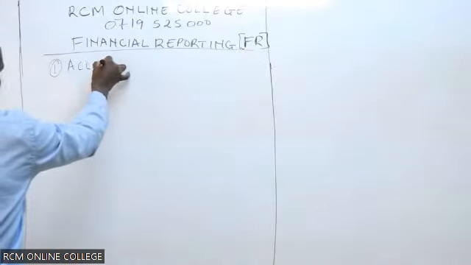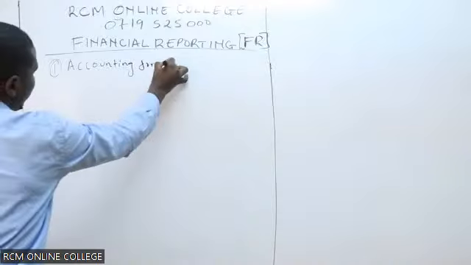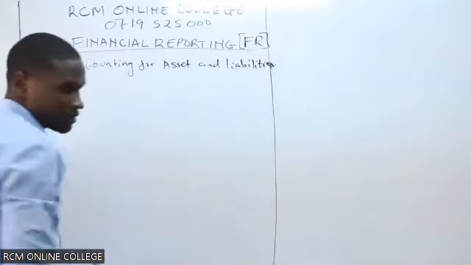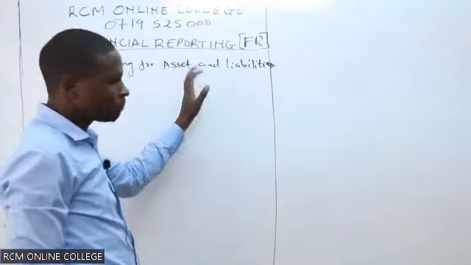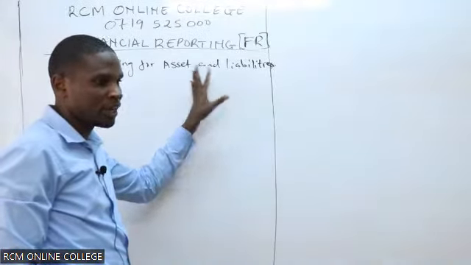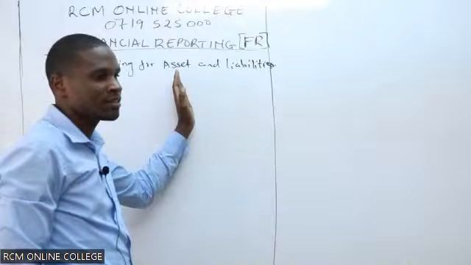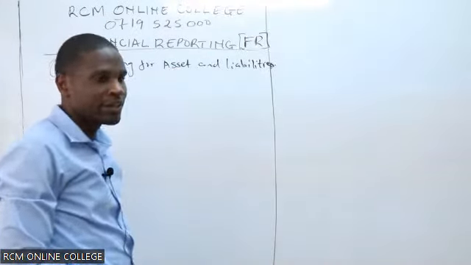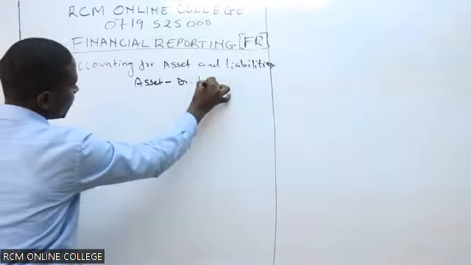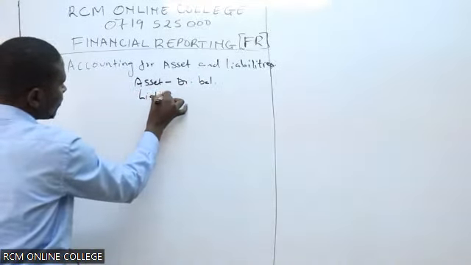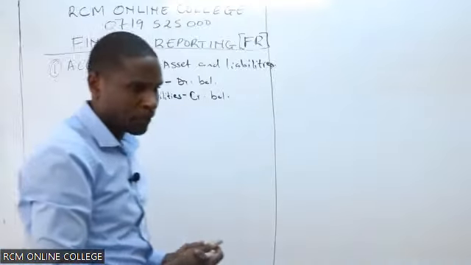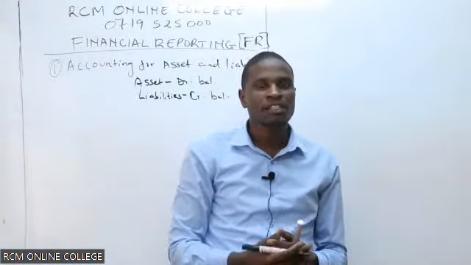Accounting for assets and liabilities. How do we account for assets and liabilities? As a general knowledge, you know that we have the accounting equation, and you know what happens to assets and what happens to liabilities. For example, all assets have a debit balance. And if we talk of liabilities, all liabilities have a credit balance. That is topic number 1.